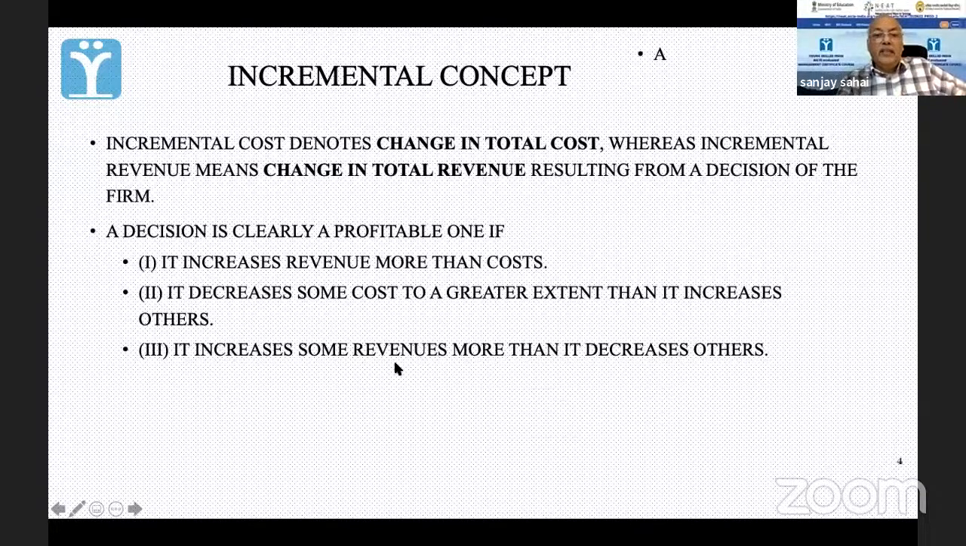Or think of it this way, it increases some revenues more than it decreases others. So I'm selling many products. I take a decision which results in a change in the sales pattern. So some of the products that I have, the revenues from these products actually increase. But since I'm focusing more on these products, the revenues or sales from the other products decrease. But if the increase in the revenue is more than the decrease, then I've still gained something.